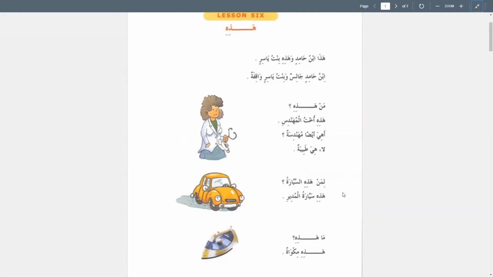This is the principal's car. Very good. The director, the principal, the manager, all of those would be appropriate. Okay. Lydia, ma hadhihi? What's this? Very good. Hadhihi mikwaton. I don't know if you can tell what that is. Can you tell what that is? No. Okay. Mikwa is an iron. Oh, I see it. Okay. Yeah, it's kind of not a great picture.